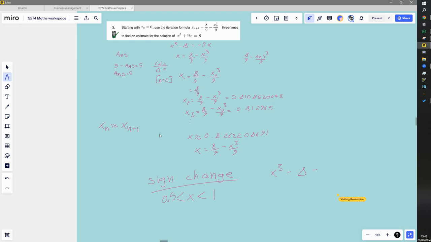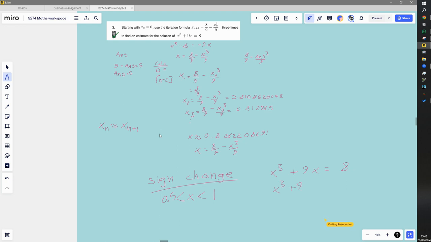Minus 8 is equal. Oh, wait a second. No, that's not. The original one was 9x equal to 8. And the way that they like you to do it at GCSE is actually to use this, like I said, this concept of a sign change. So what we do is rearrange it to have the equation equal to 0.